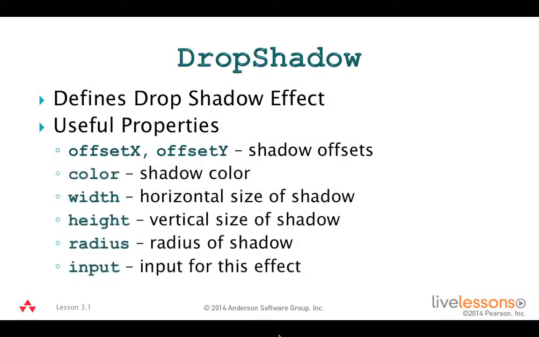Now color, width, height, radius, and input properties are all the same as shadow. And property spread defines a sharpness level for the drop shadow. A spread value of 1 makes the shadow sharply delineated. A value of 0 is the default and provides a fuzzy appearance. Okay, let's show you a JavaFX program now that uses the drop shadow effect.